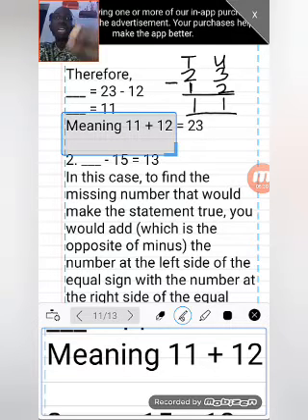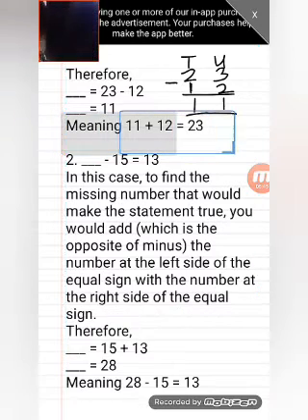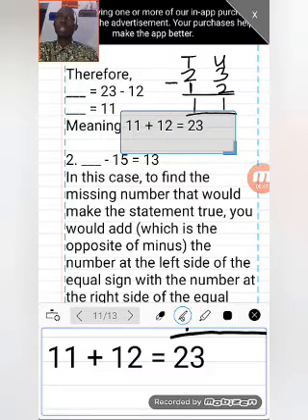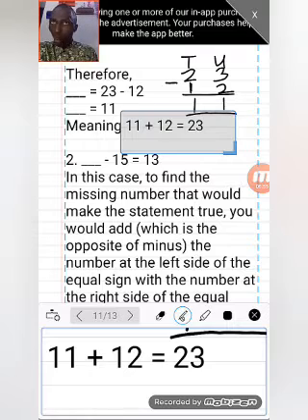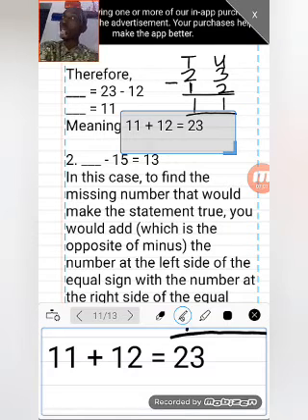Well, at first we had blank plus 12 is equal to 23. And we said you do the opposite: minus the number at the left side of the equal sign from the number at the right side of the equal sign, then you get the missing number, which is what we get here. 11 plus 12 is equal to 23. This 11 is the answer and is the number that is supposed to be in the blank. Simple as that. Just follow this principle. This will lead you to even the more advanced principle when you get to upper classes, like when you're in your year 4 or year 5.